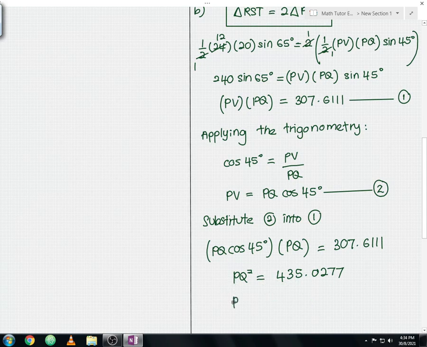So from here you get your length PQ is equal to 20.86 centimeter. But this is not the final answer. So let me just underline this. Using this length PQ, now we're going to find the length PV. So length PV is the ultimate objective over here, guys.